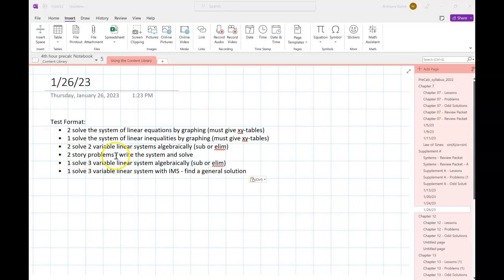Two story problems where I'm going to ask you to write the system and then solve it. One problem where I'm going to give you a three variable system and ask you to solve it algebraically, so substitution or elimination. And then one three variable system that's infinitely many solutions, and I'm going to ask for the general solution from that. So that's the test format there. What is it, 9 questions or something?